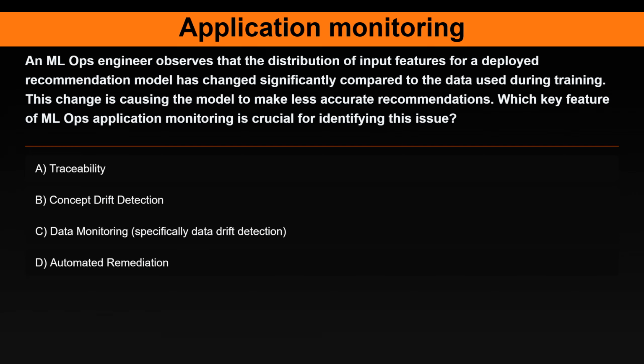Question 8. An MLOps engineer observes that the distribution of input features for a deployed recommendation model has changed significantly compared to the data used during training. This change is causing the model to make less accurate recommendations. Which key feature of MLOps application monitoring is crucial for identifying this issue? Option A, traceability. Option B, concept drift detection. Option C, data monitoring, specifically data drift detection. Option D, automated remediation.